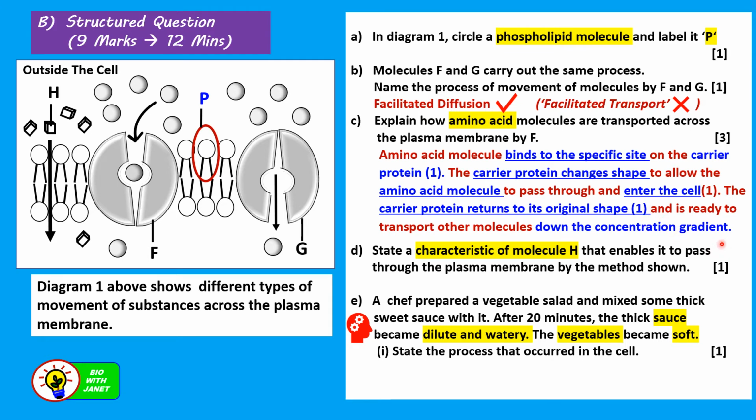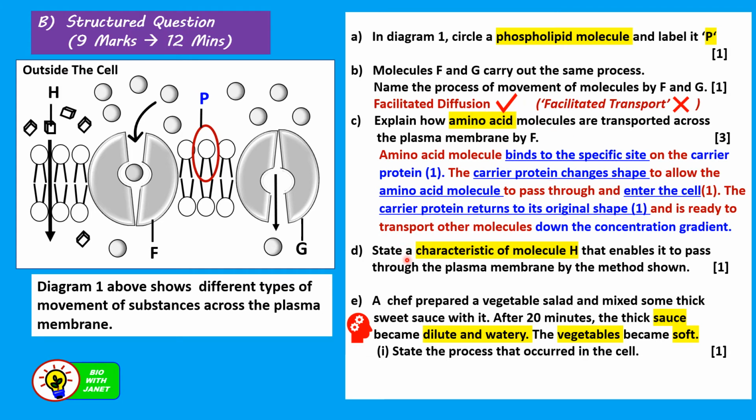Down the concentration gradient, there may be one more mark for that. Or you can write transport molecules from region of higher concentration outside the cell to region of lower concentration in the cell. All right? So remember the keywords, all right, when you write the answer.